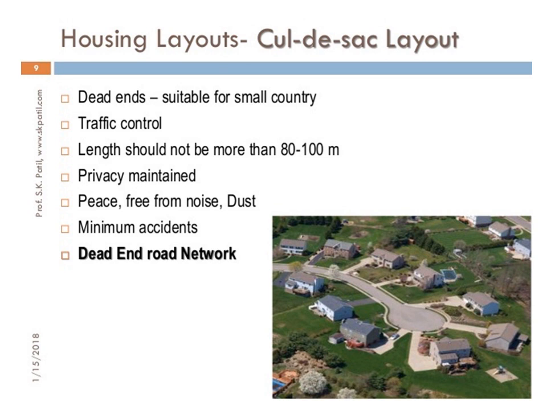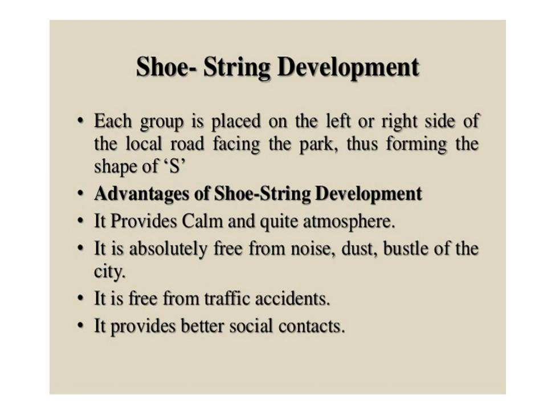In this slide we are going to see another type of layout, that is shoestring development. In this, each group is placed on the left or right side of the local road facing the park, thus forming the shape of S. The advantage of shoestring development is that it provides a calm and quiet atmosphere. It is absolutely free from noise, dust, and bustle of the city. It is free from traffic accidents, and it also provides better social contact.